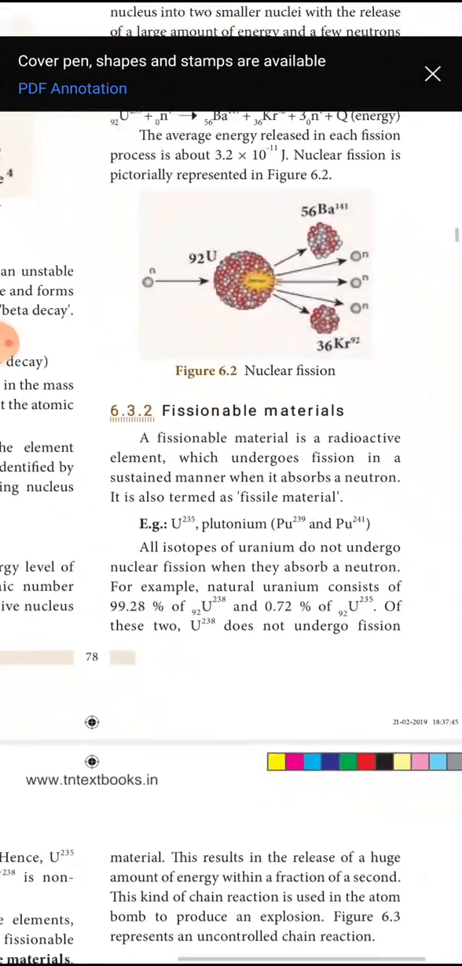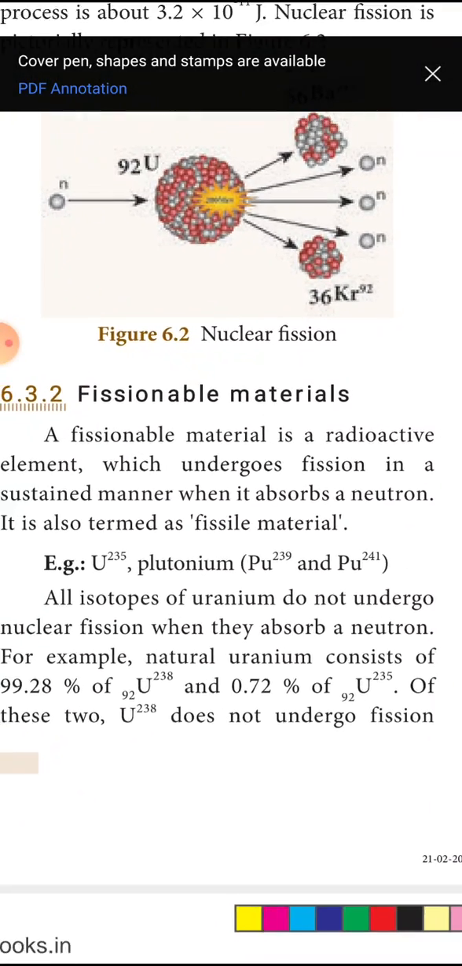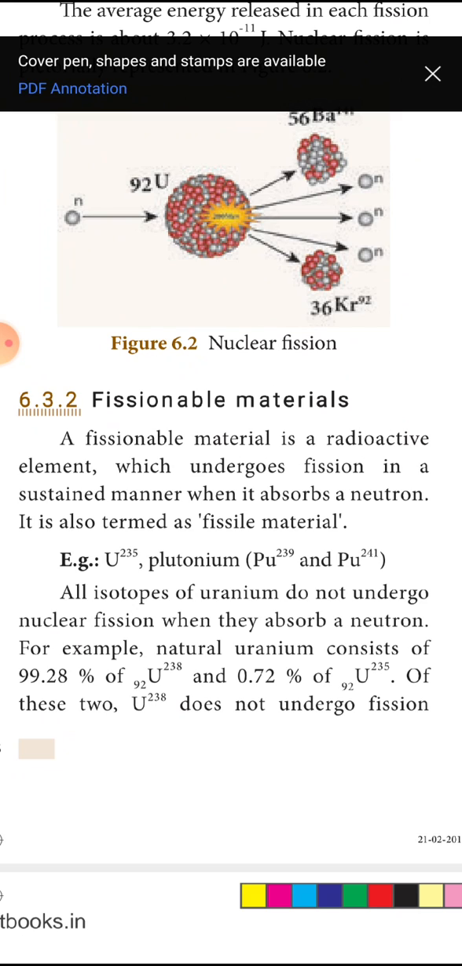Then fissionable material. The nucleus which is able to split into some other nuclei or emit radioactive materials is called fissionable material. A fissionable material is a radioactive element which undergoes fission in a sustained manner when it absorbs a neutron. It is also termed fissile material. The ability of a material to split is called fissile material.